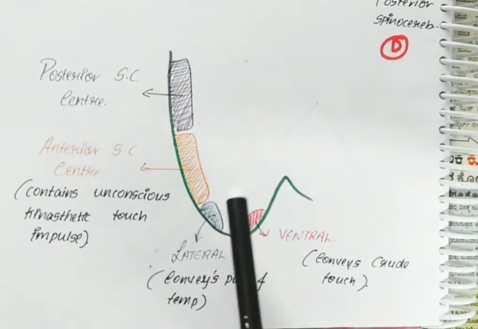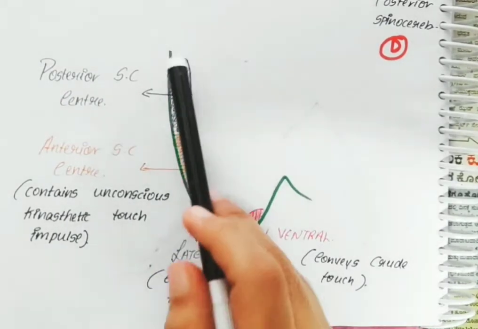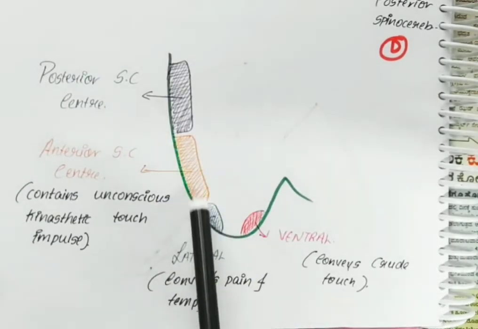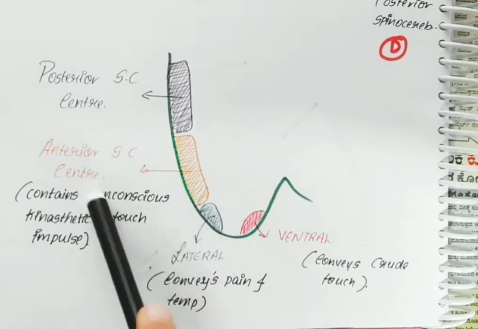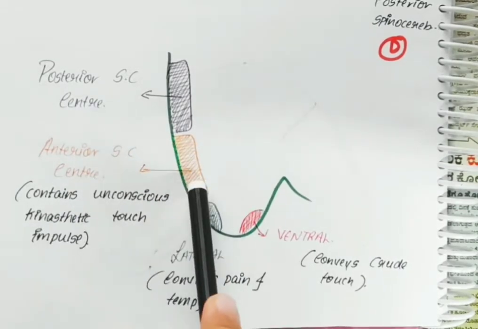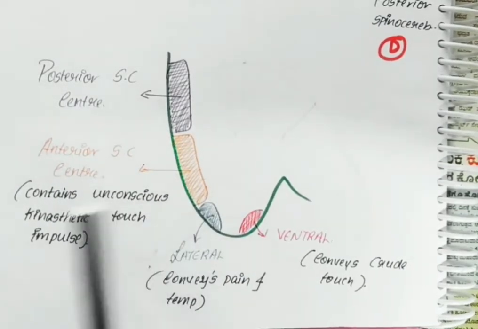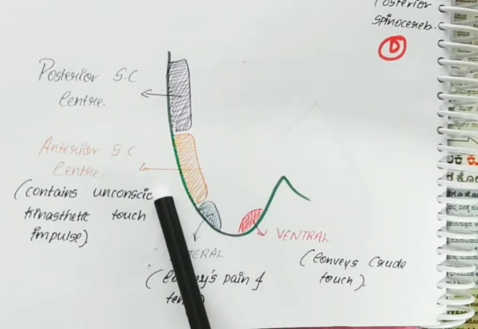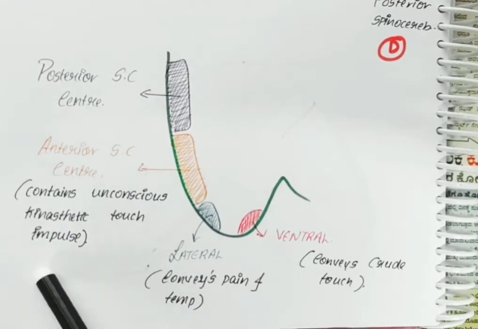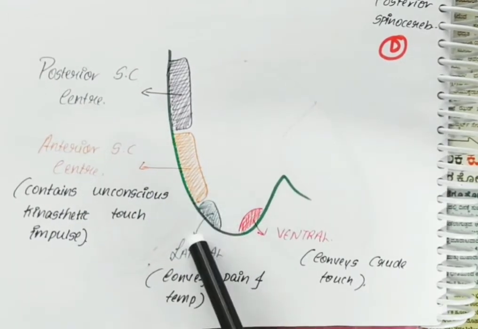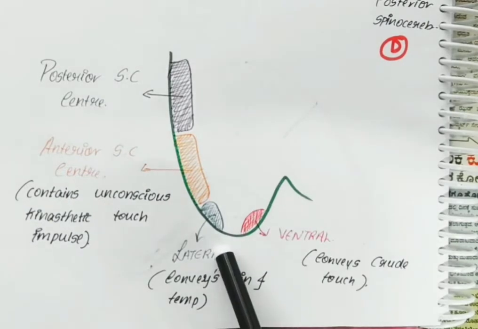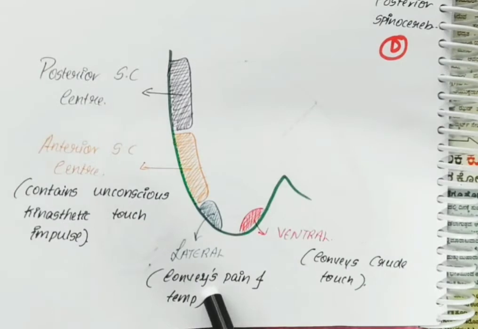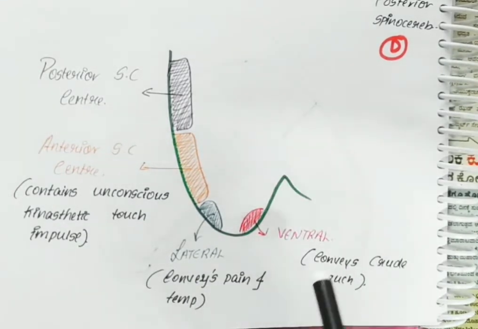As I mentioned in the previous diagram, you can see the posterior spinocerebellar tract and the anterior spinocerebellar tract. The anterior spinocerebellar tract mainly contains the unconscious kinesthetic touch impulses. There are lateral column pathways also, and a ventral part also. The lateral pathway mainly conveys pain as well as temperature. Remember both of these, it's very important. The ventral side is mainly meant for crude touch.